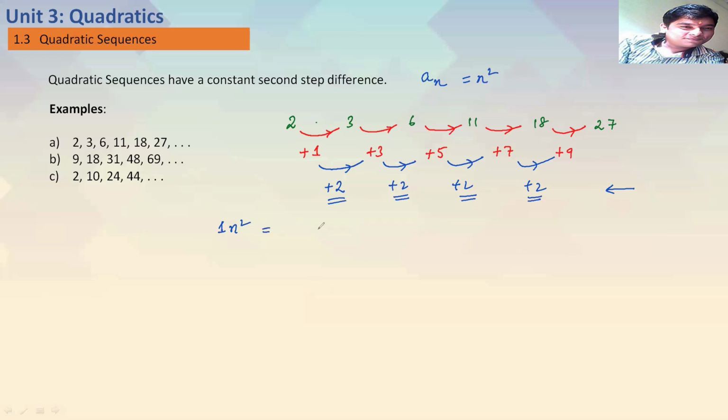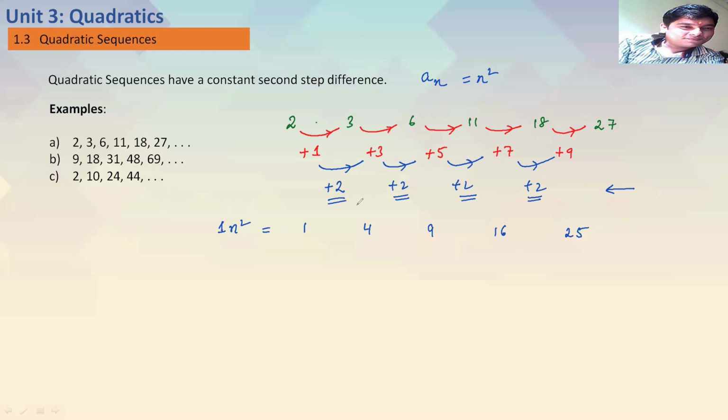Okay, fantastic. So now create the terms. Come on, create the terms. Just n squared is going to be for the first term. 1 squared will be 1. 2 squared will be 4. Fantastic. 3 squared will be 9. 4 squared will be 16, 25, and so on, right?